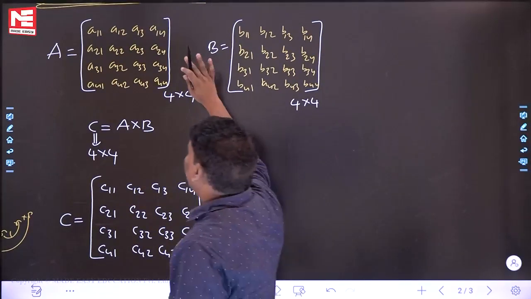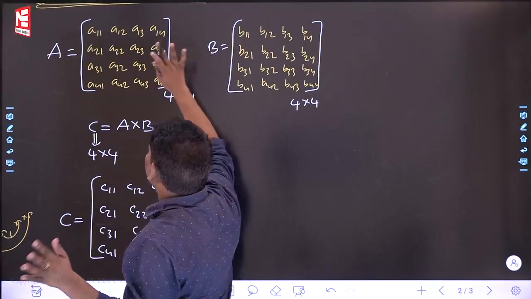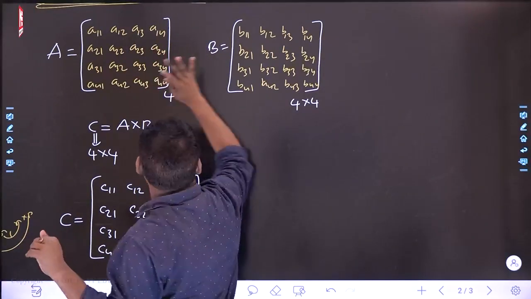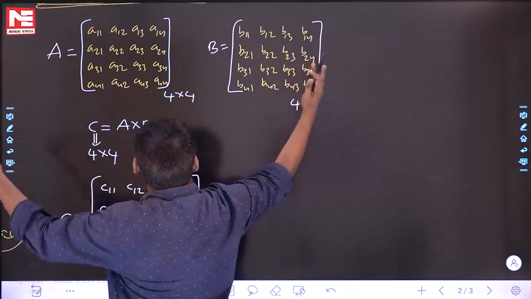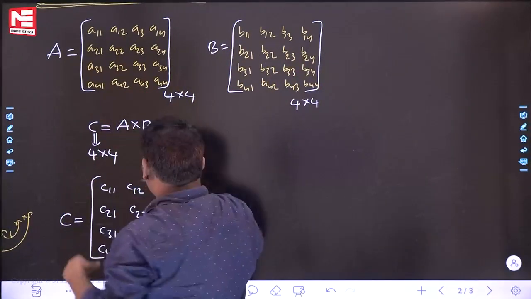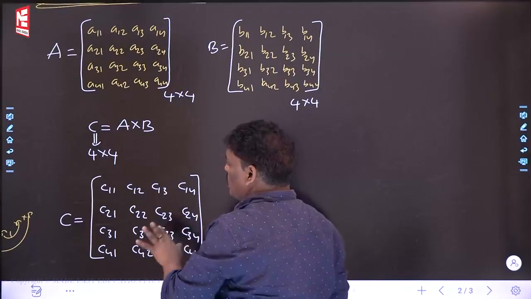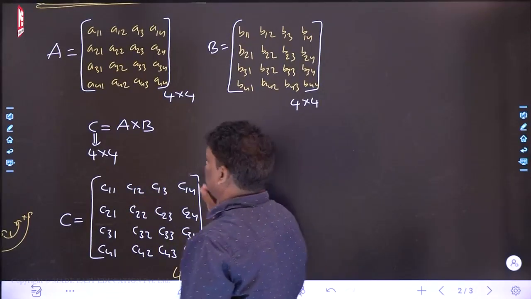For divide and conquer, division should be there. Can you say what is the size of this one? 4 by 4. This is also 4 by 4. How to get the multiplication of these two using divide and conquer so that I will get this? How to get this? See, this is the answer. Interesting answer.